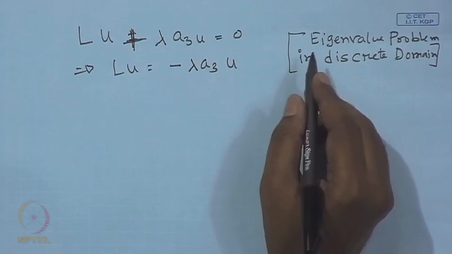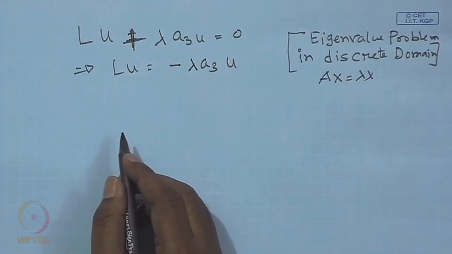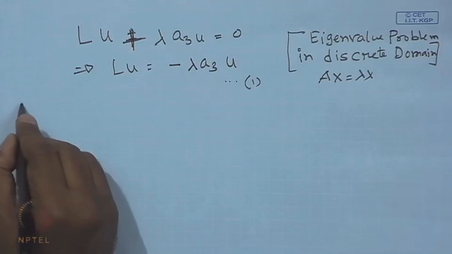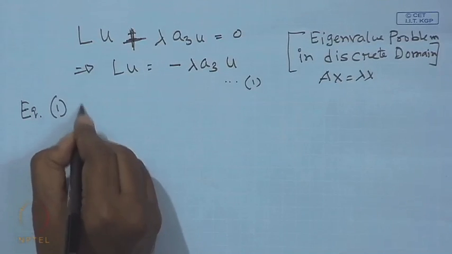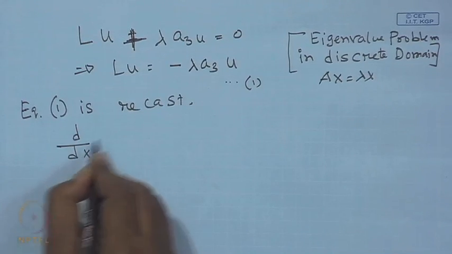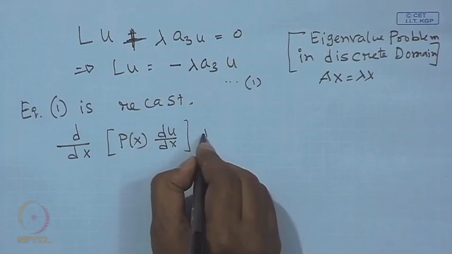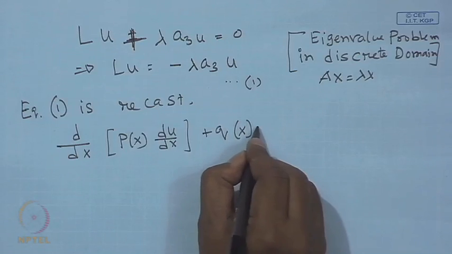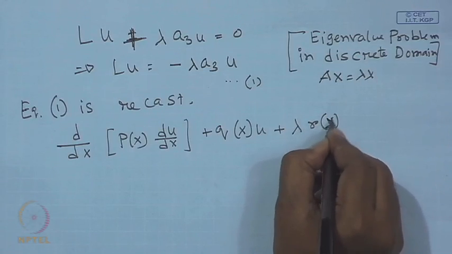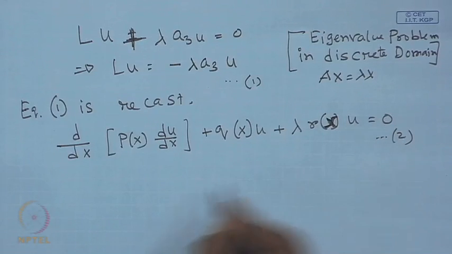In discrete domain, that was Ax is equal to lambda x. So, this equation can be rewritten in this form. So, equation 1 is recast as d dx of p of x du dx plus q of x u plus lambda r as a function of x times u is equal to 0. Let us say this is equation number 2.